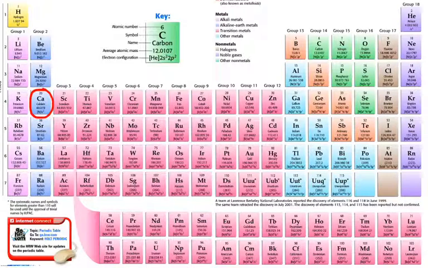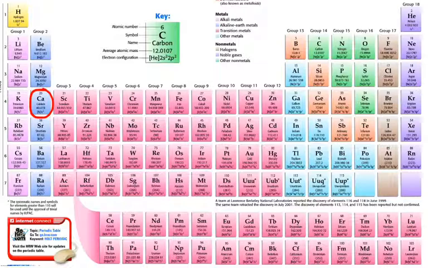So recall once again that the average atomic mass of an element is numerically equivalent to its molar mass. So the number is the same, the only thing different are the units. The average atomic mass of a calcium atom is 40.078 AMUs. This is numerically equivalent to the molar mass of calcium. So the molar mass of calcium would be the same number, 40.078, but the units are grams per mole. So 40.078 grams per mole.